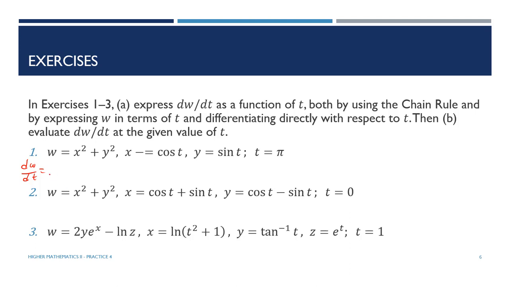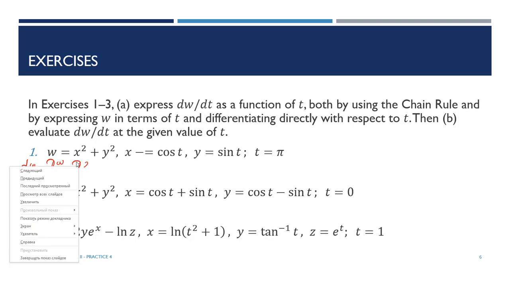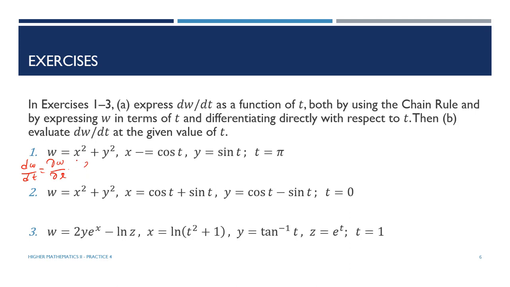Okay, the first one, dw/dt using the chain rule. dw/dt equals ∂w/∂x times dx/dt, not this d, the ordinary d, plus ∂w/∂y times dy/dt. Of course, okay. The derivative of w with respect to x gives me 2x, times the derivative of x with respect to t.